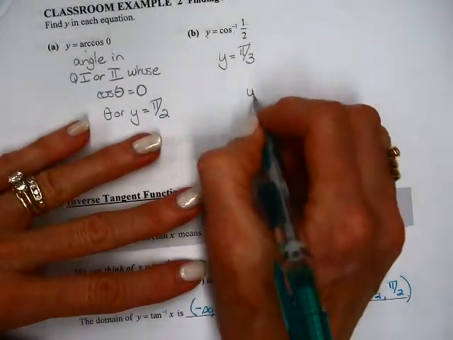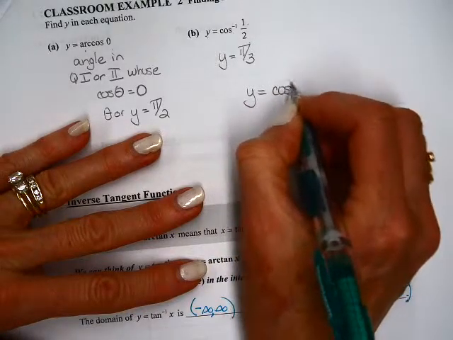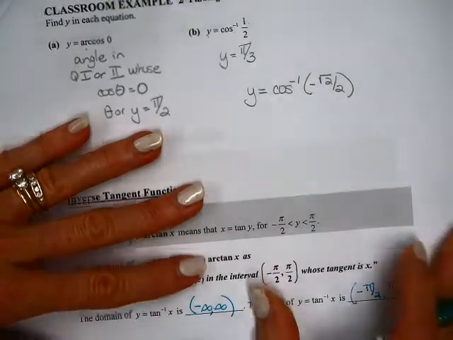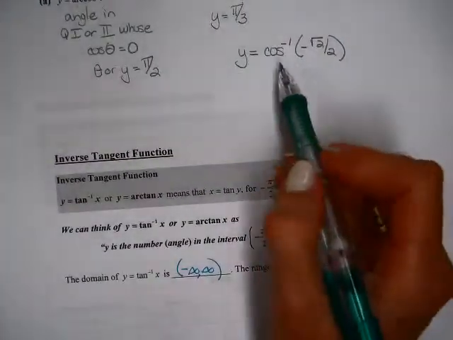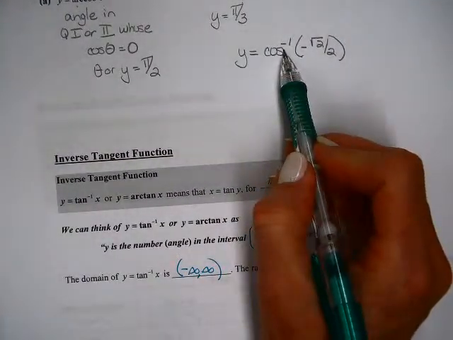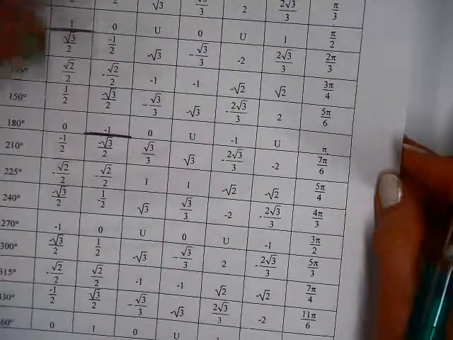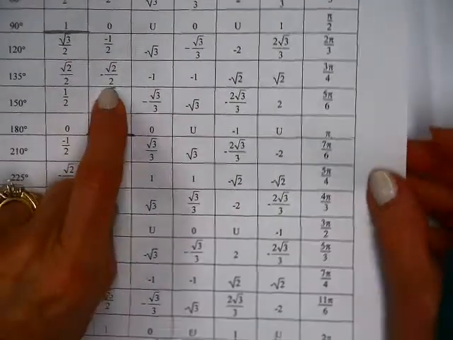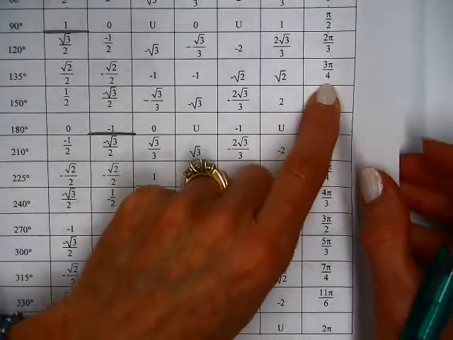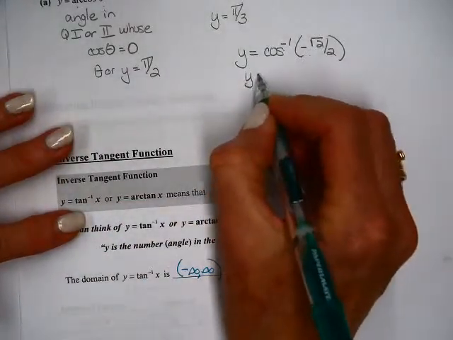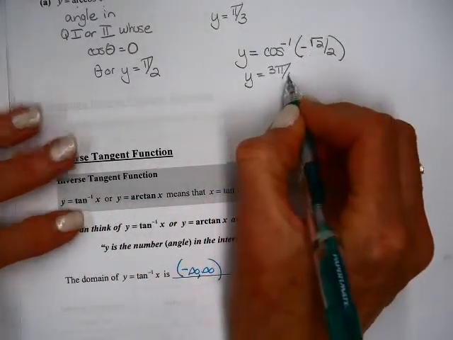Let me give you another example. What if it's negative? I don't know why they didn't put a negative one on here. What angle has got a cosine of negative square root of 2 over 2? Remember, it's always got to be positive, and you can look in this whole thing. So right here is negative square root of 2 over 2. So the answer here is 3 pi over 4, because we can look all the way down here. So our answer is 3 pi over 4.